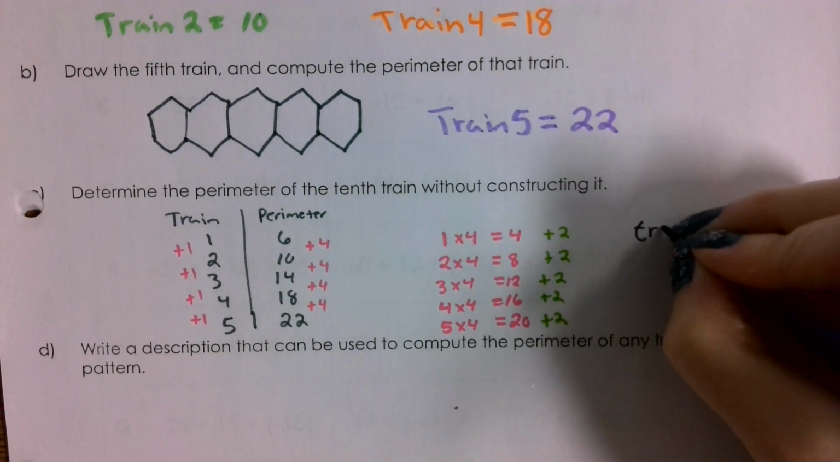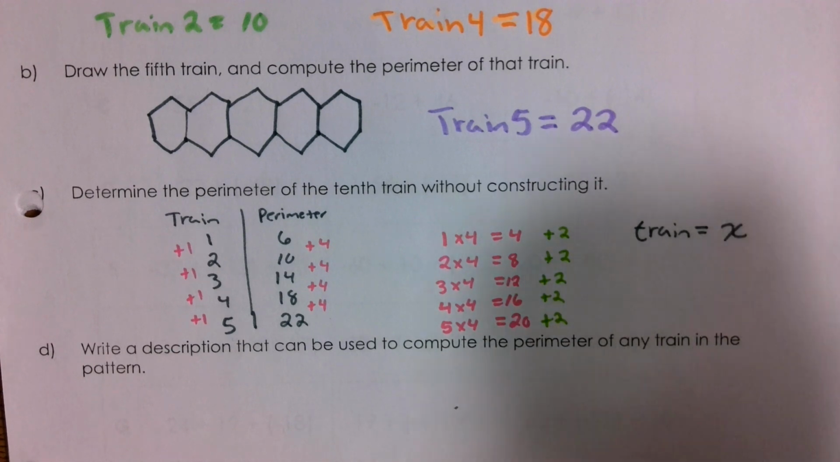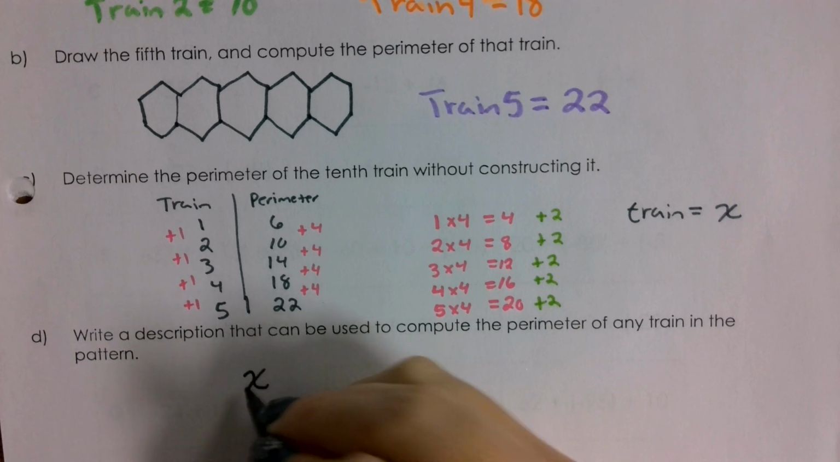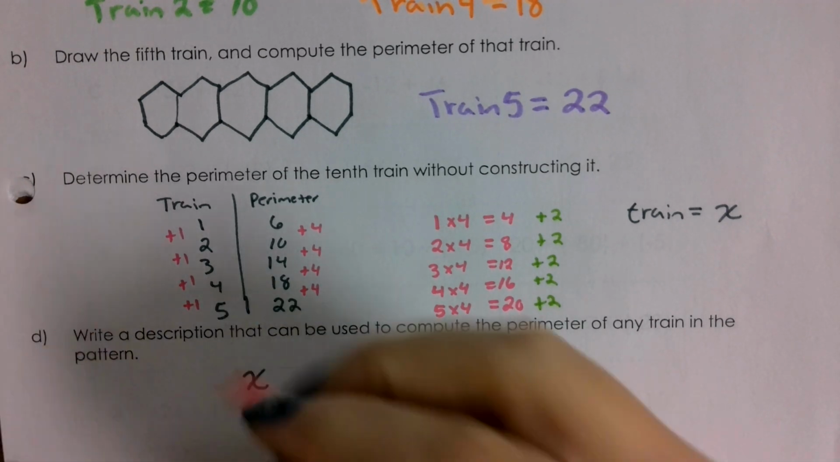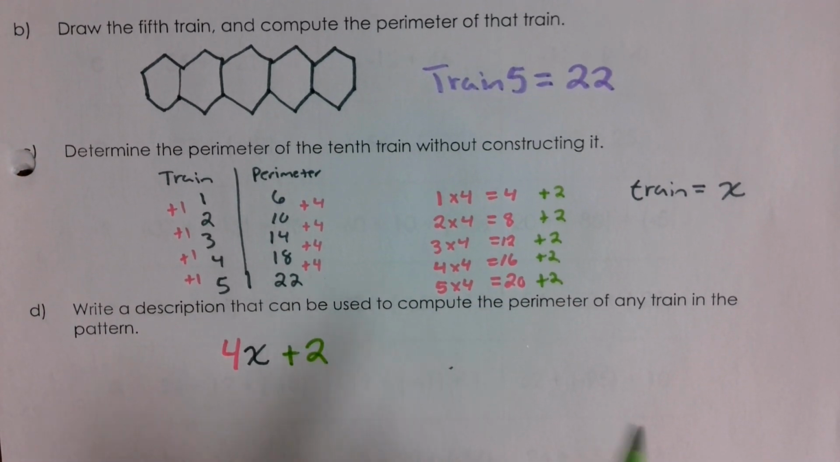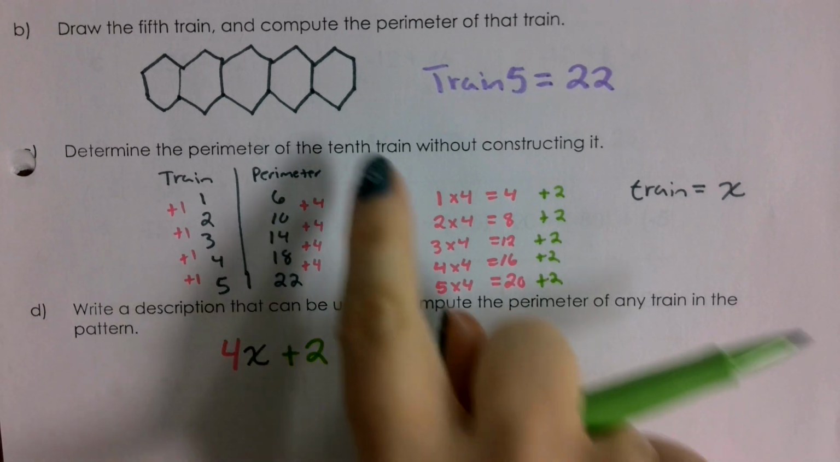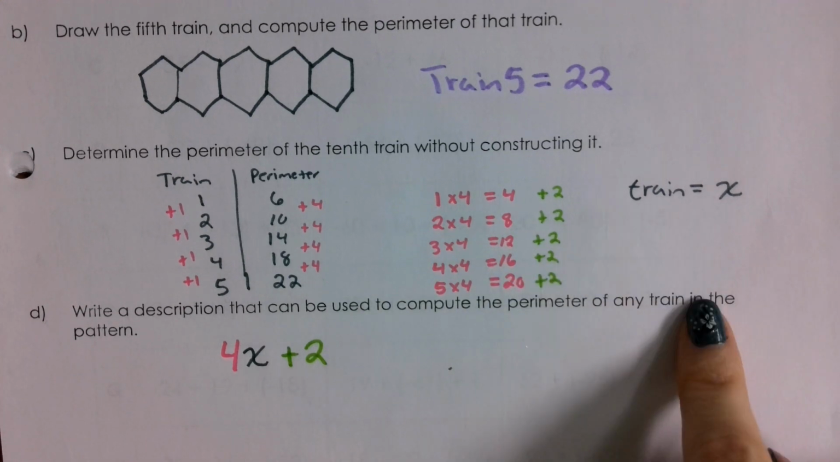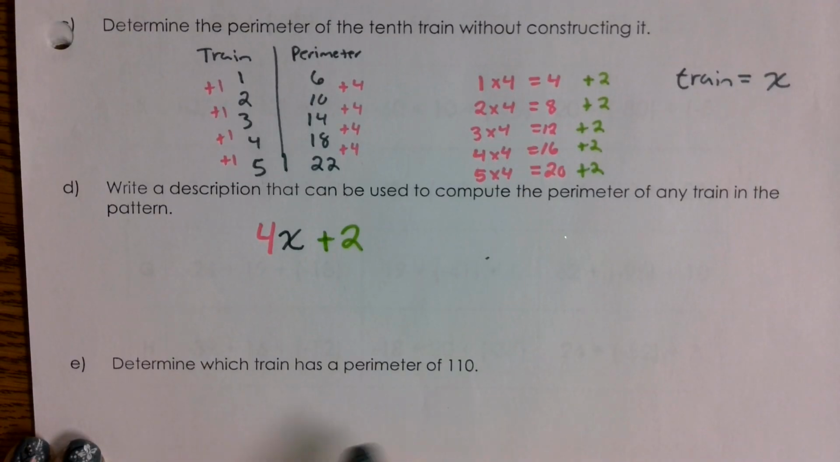If I take the train number and multiply it by 4 and then add 2, so we'll say the train number is going to equal X. If I take the train, X, and multiply it by 4 and then add 2, that's going to compute to my perimeter. So I can do this and find the perimeter for any train number. If I have the 10th train, 4 times 10 plus 2 would give me 42 for the perimeter.